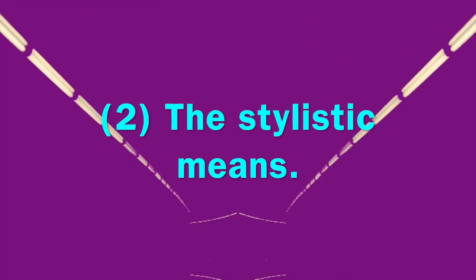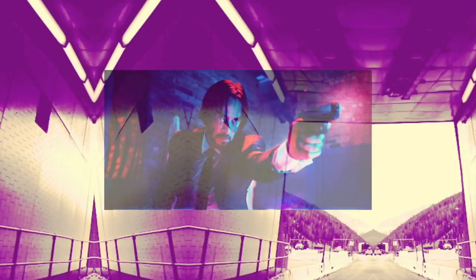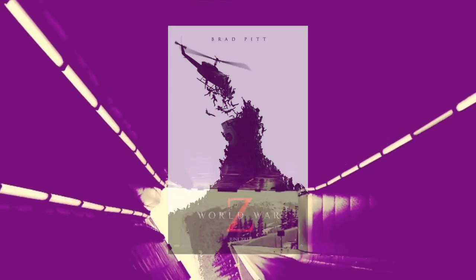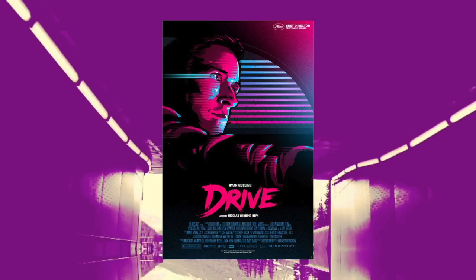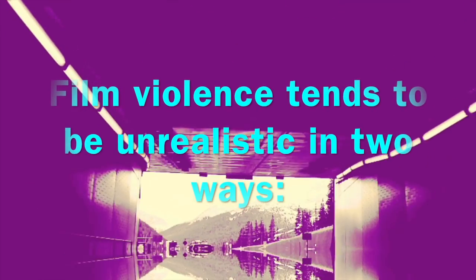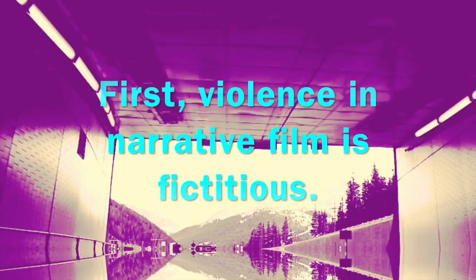Second, the stylistic means, the manner in which violence is portrayed. The changes have been dramatic here, even depicting violence in a sympathetic manner. It is primarily in regard to the stylistic means utilized by filmmakers that we say violence is unrealistic. So the artistic depiction of movie violence tends to be unrealistic in two ways. First, although pervasive in narrative film, it is still at the end of the day fictitious.